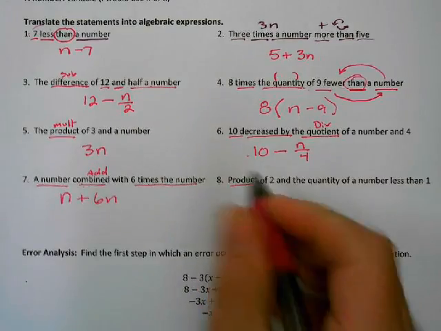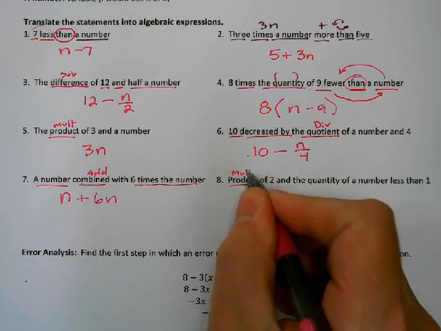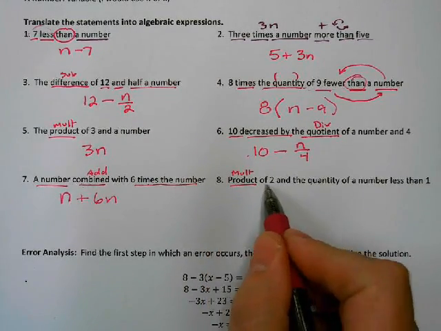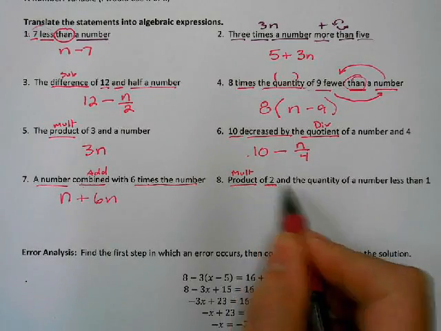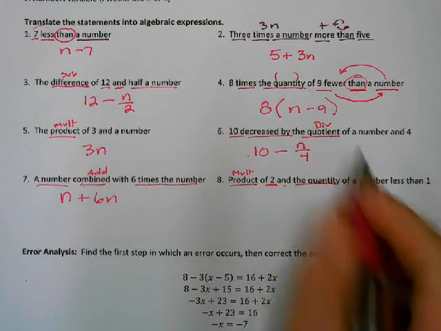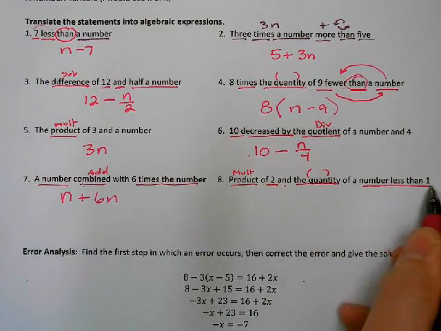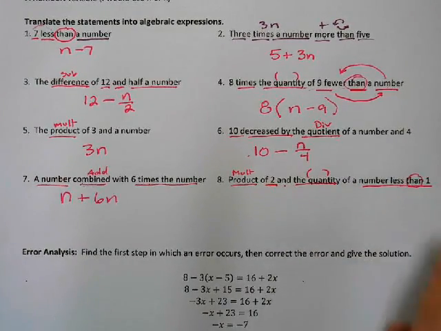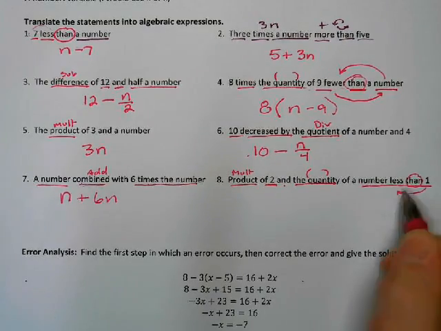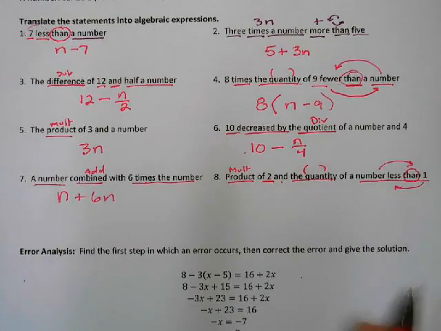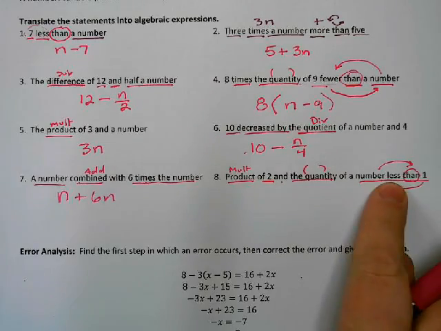Product, multiply. What are we multiplying? We're multiplying 2 and the quantity, parentheses, number less than 1. So that means we're going to switch the order here. All right, less means subtraction, and we're switching the order.